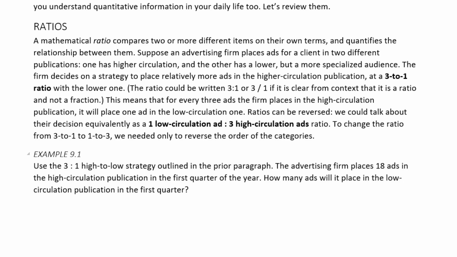Taking a look at example 9.1, it says, use the 3-to-1 high-to-low strategy outlined in the prior paragraph. The advertising firm places 18 ads in the high circulation publication in the first quarter of the year. How many ads will it place in the low circulation publication in the first quarter?